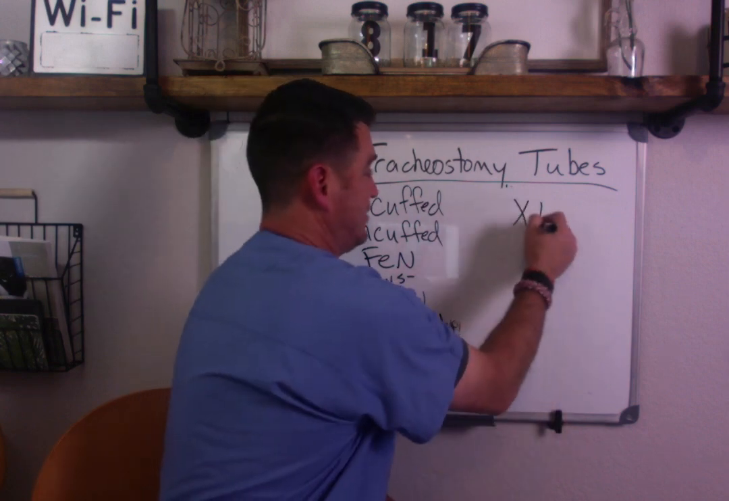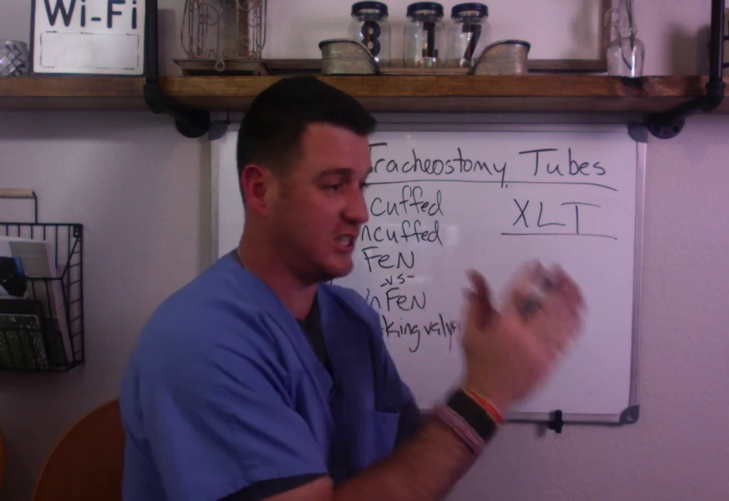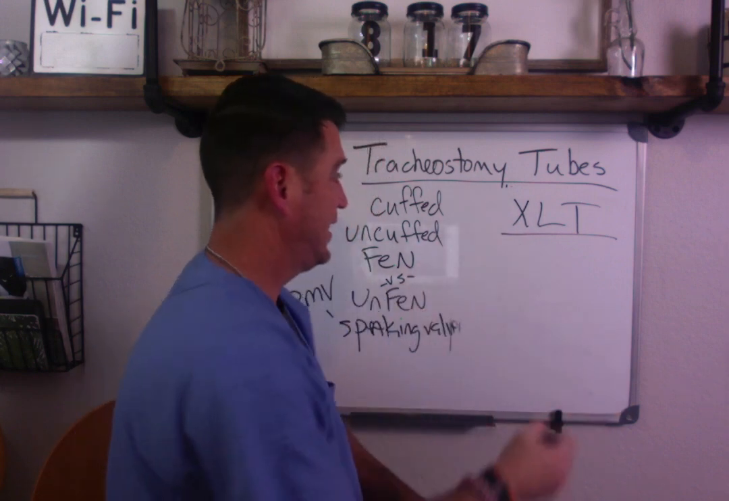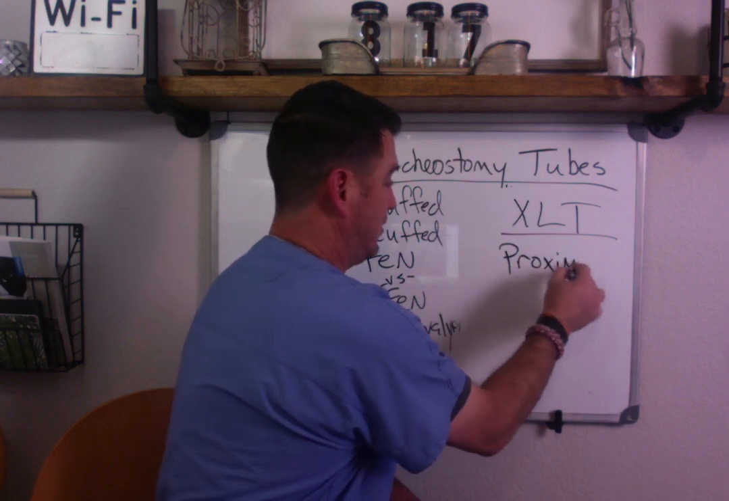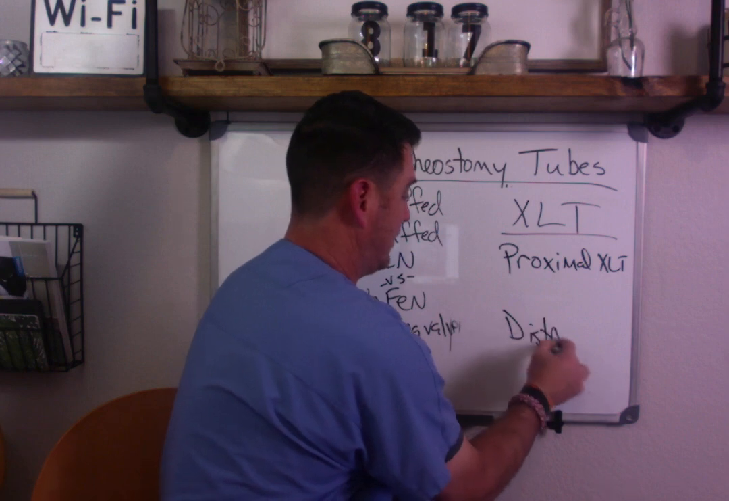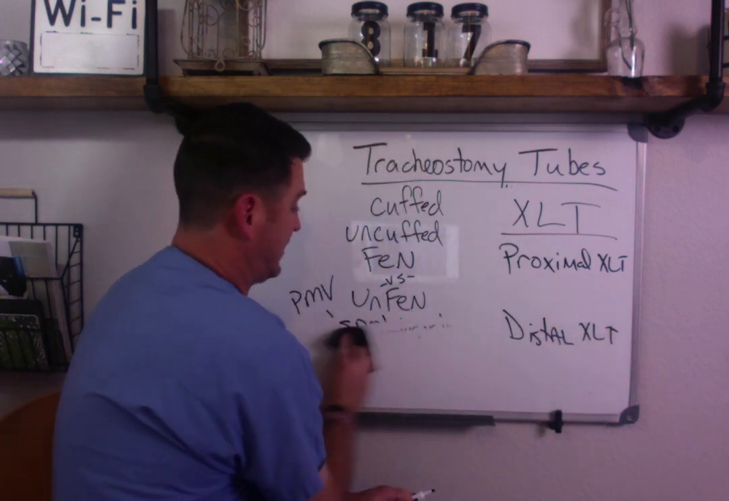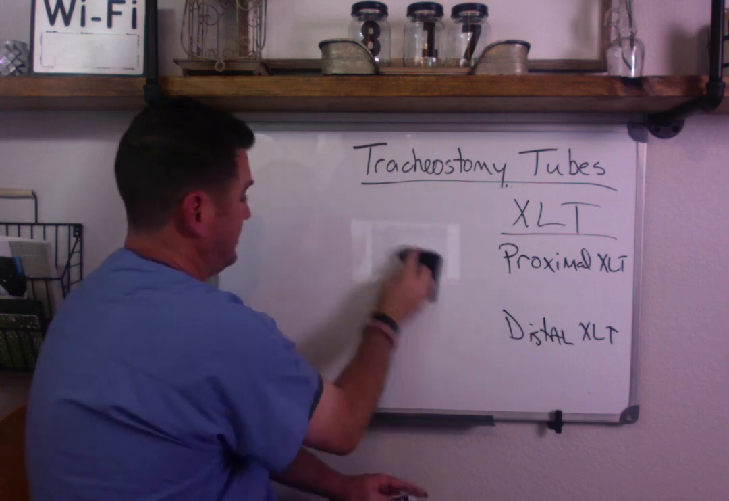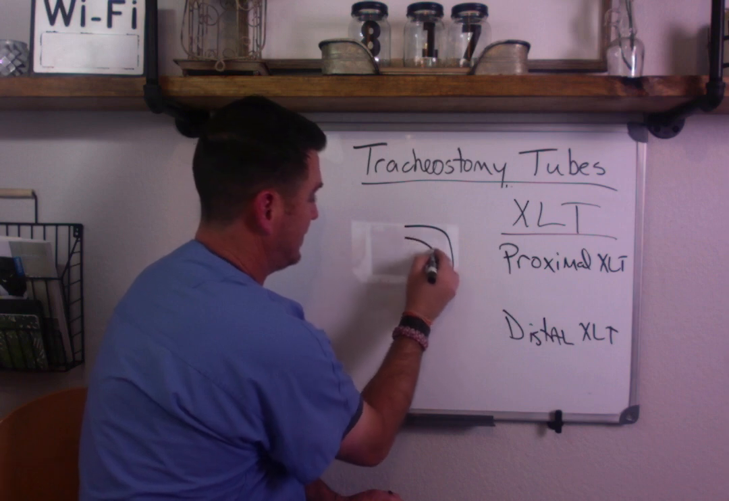So this is the XLT. Write this down and do not forget this. Okay, this is a difference in exceptional and average respiratory therapists. XLT trachs come in two different types. You have the proximal XLT and the distal XLT. Now remember, if we look at a tracheostomy tube, and a standard tracheostomy tube looks like this, and you have a cuff here, okay?